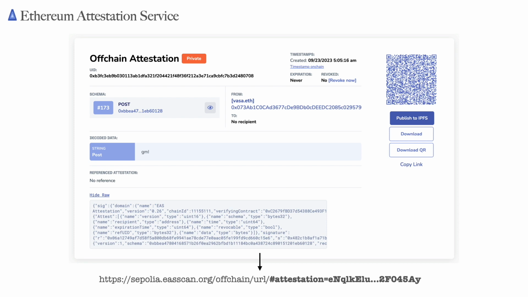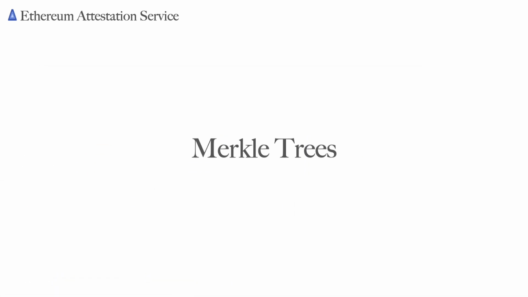One of the ways to selectively reveal your private data is to use Merkle trees. Merkle trees are a data structure that allows you to prove that a piece of data is part of a larger set of data without revealing the entire set of data. Let's take a look at how this works.